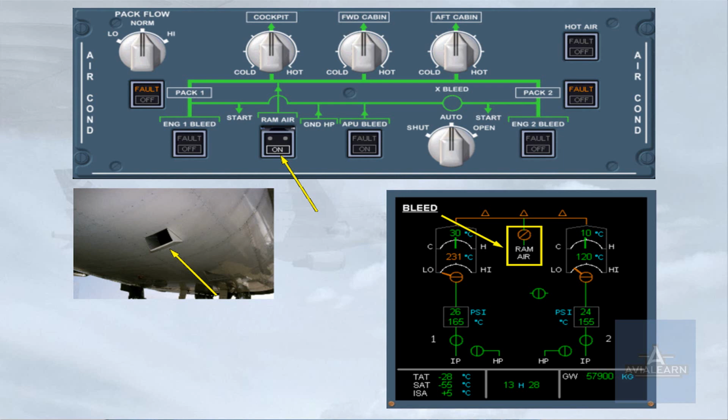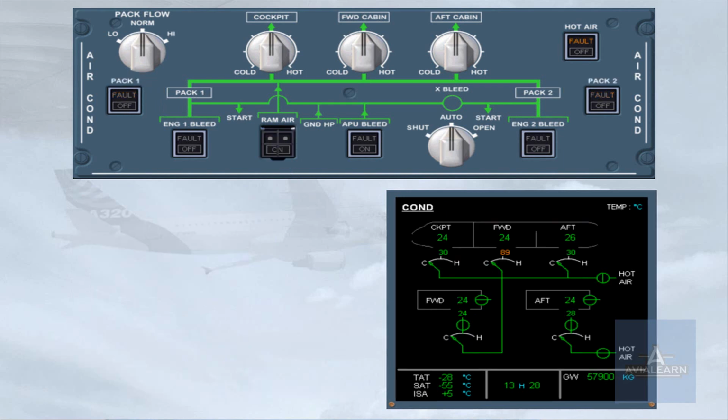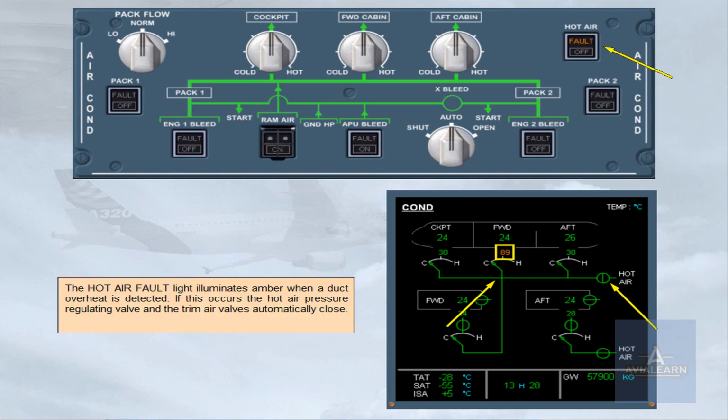Let's look at another abnormal indication. The hot air fault light illuminates amber when a duct overheat is detected. If this occurs, the hot air pressure regulating valve and the trim air valves automatically close.